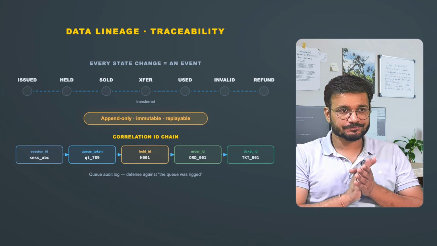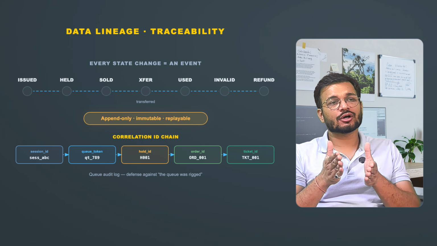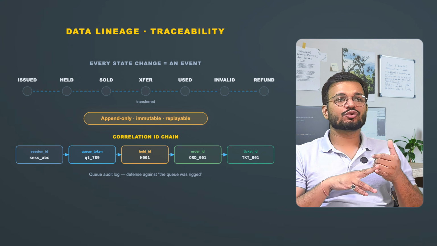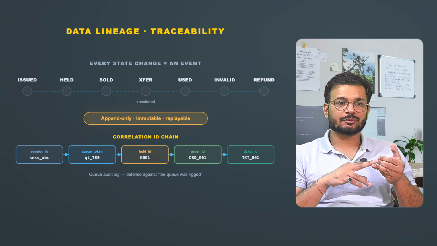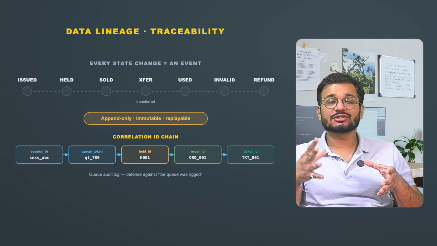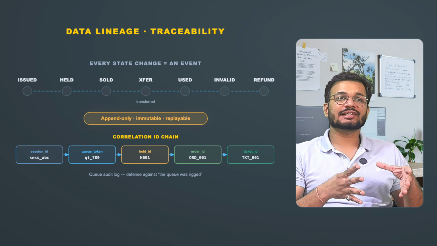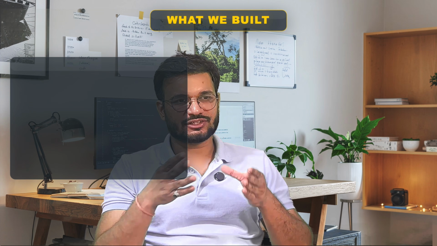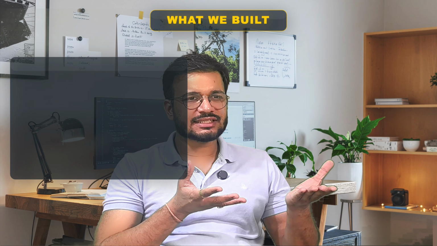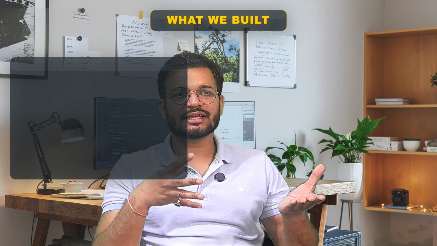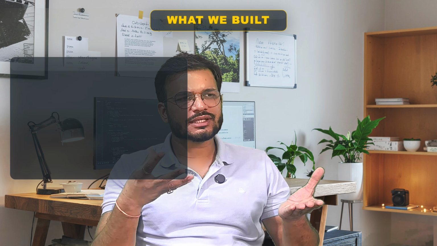Now, for the queue audit log, we store every queue join event, every position update, every admission in a time series log. This is a defense against queue-was-rigged accusations. Show users their queue join timestamp and the randomization methodology on request.